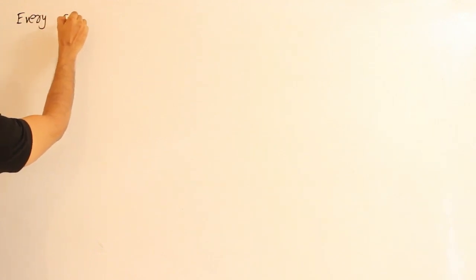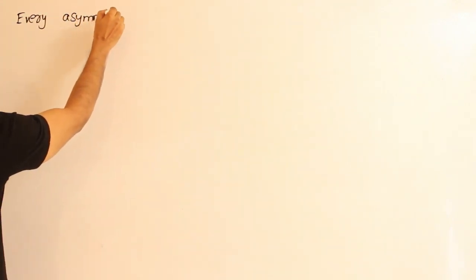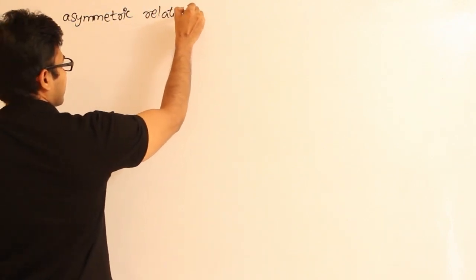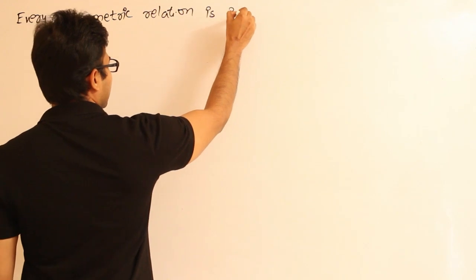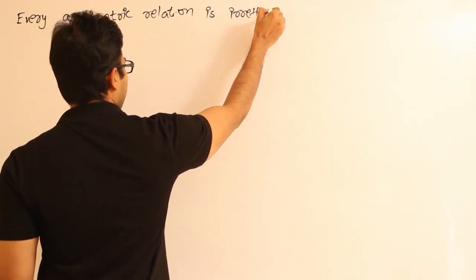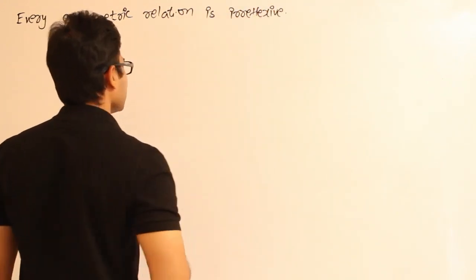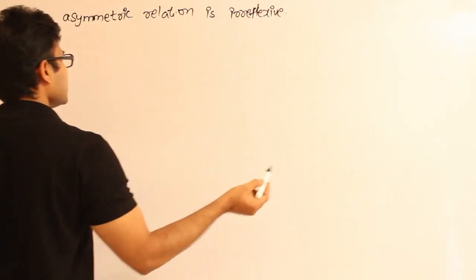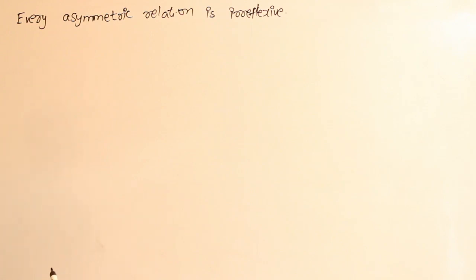Think about it. Every asymmetric relation is irreflexive. So how did I write this? By intuition, nothing else. If you practice more questions, if you see all these videos, even you'll develop this intuition. So every asymmetric relation is irreflexive.